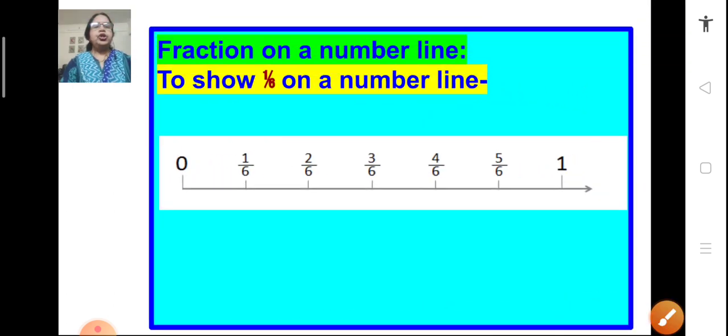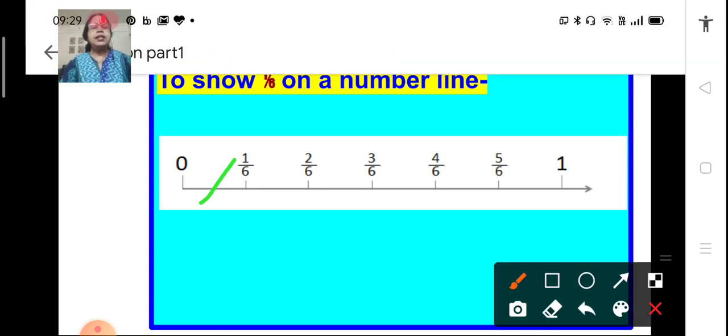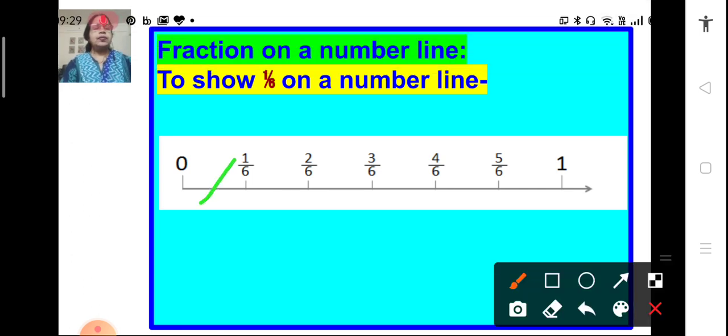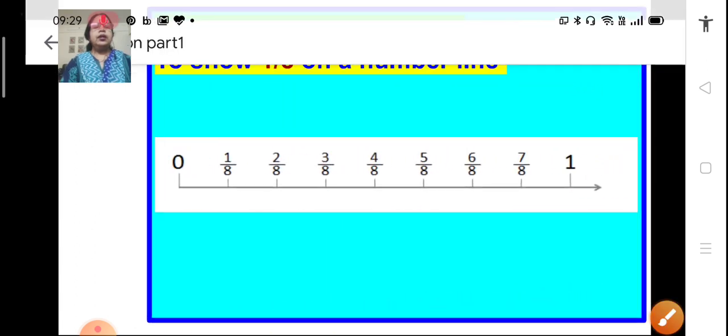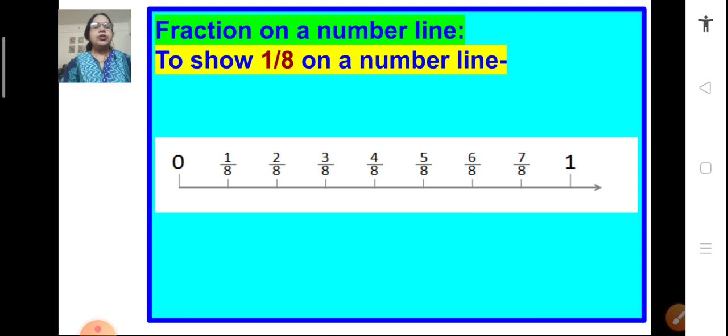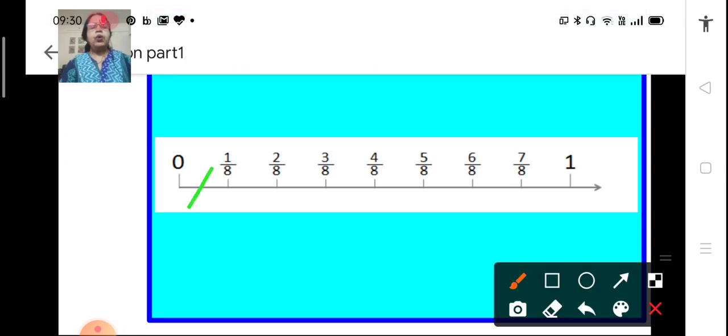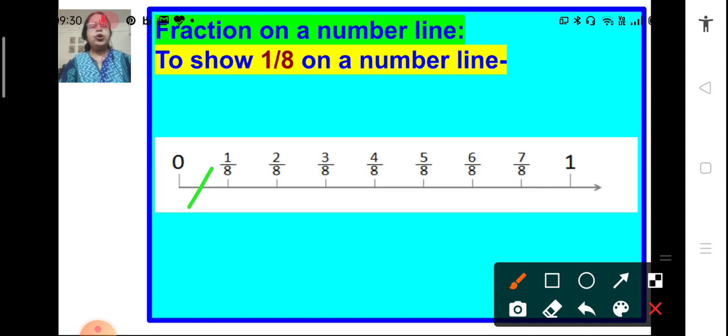Then to show 1/6 on a number line, we divide the number line into 6 equal parts, and each part represents 1/6. Similarly, if you want to show 1/8 on a number line, we divide the gap between 0 and 1 into 8 equal parts, and each part will be 1/8. And if you want to show 2/8, it will be the second one, 2/8.